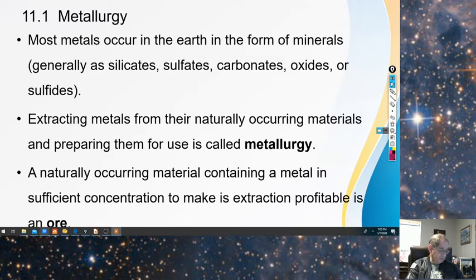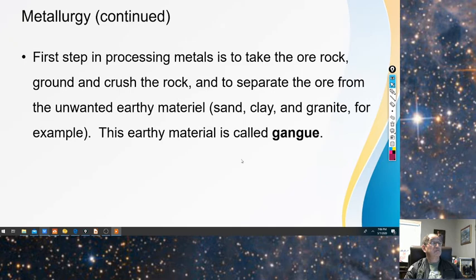Most metals are found in the form of minerals. Okay, so really this whole chart, pretty much. First process and product: take the ore, a rock, and crush it. Okay, know the steps of processing metals, because I don't want to go through that.